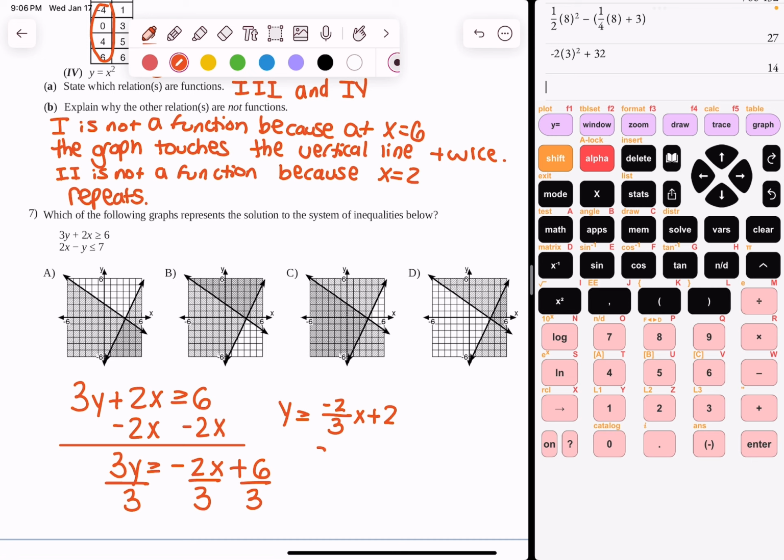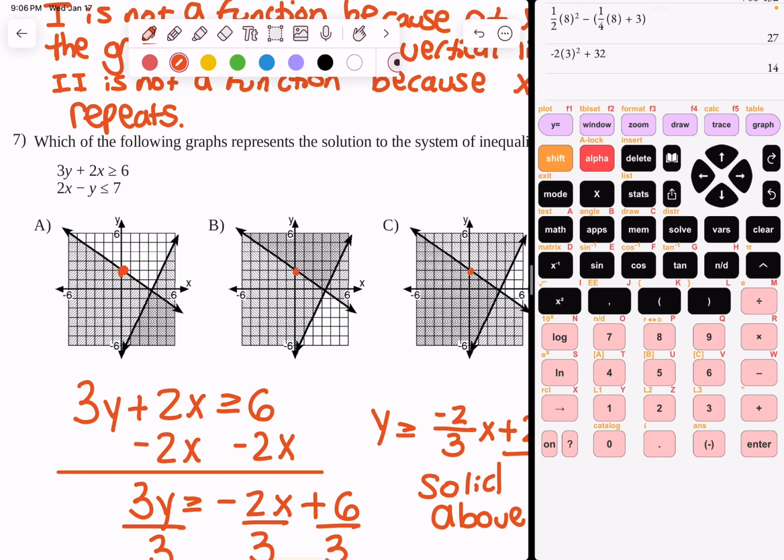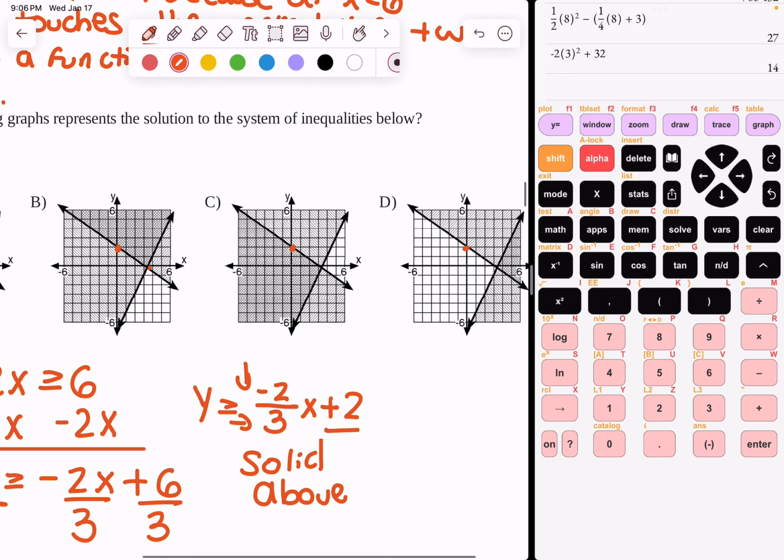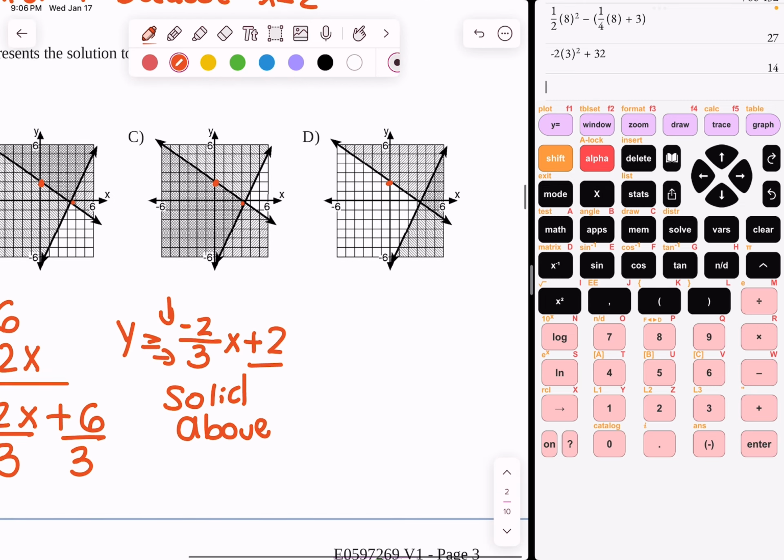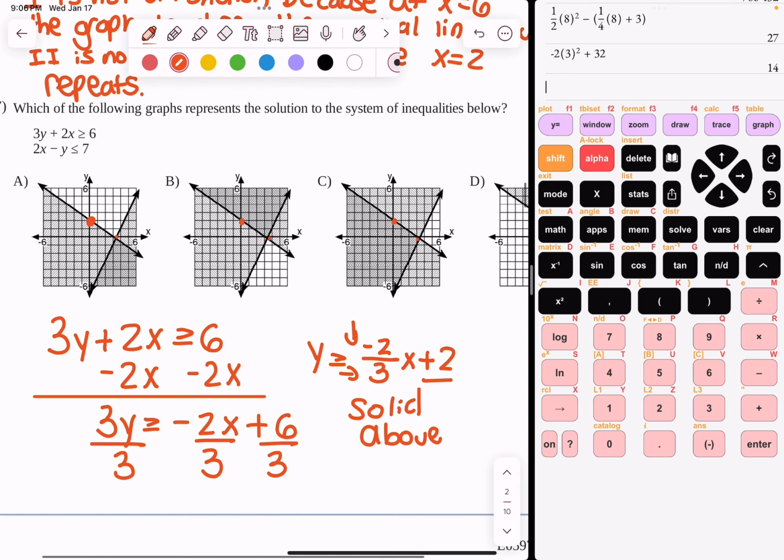All right, so this is going to be a solid line that we're going to shade above. And we're going to start at 2. Up 2, up 2, up 2, up 2. So they're all starting up 2, and I need my line to go down since it's negative. A is going down. They're all going down. All right, that's good. Let's make sure they're all going down 2 to the right 3. Yes, that is true. Yes. Down 2 to the right 3. Yes. Okay. And I need to make sure we shade it above.